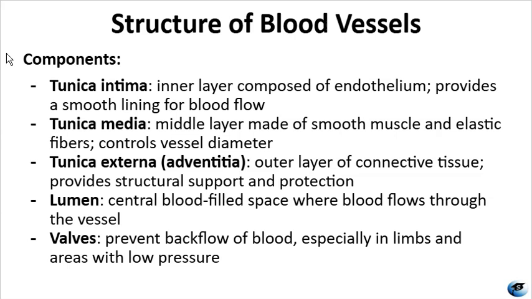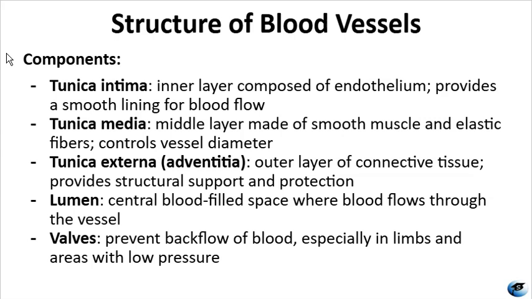Next, you have the tunica media. This is the middle layer, and it's made of smooth muscle and elastic fibers. It is the thickest layer in arteries, where it helps withstand and regulate high blood pressure. The smooth muscle allows the vessel to vasoconstrict or vasodilate. Vasoconstrict means to narrow, vasodilate means to widen, and this adjusts blood flow to organs based on the body's needs.